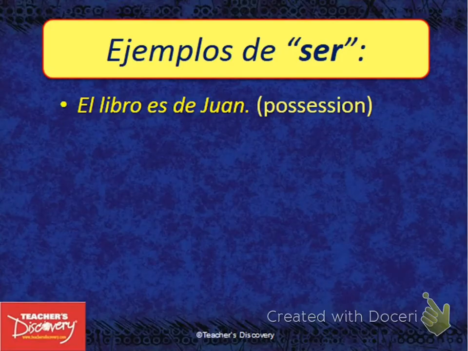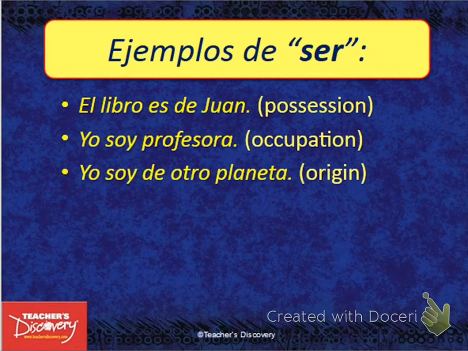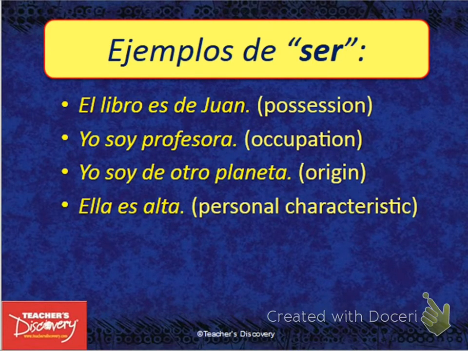Okay. All right. It's Juan's book. Basically, the book is of Juan. So anything to do with possession will always be ser. Occupation will always be ser. Origin, this one says, I am from another planet. So wherever you are from, it would always be ser because that's talking about origin. Any adjective will usually be ser. I'm going to show you some examples where it can be estar, and when it becomes more of a temporary thing as opposed to a personal characteristic that is part of your personality or part of the way that you usually look. Somebody being tall, they're not going to all of a sudden become short.